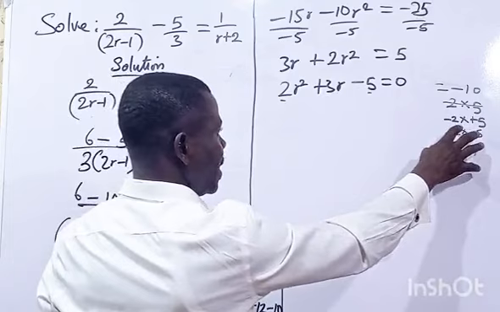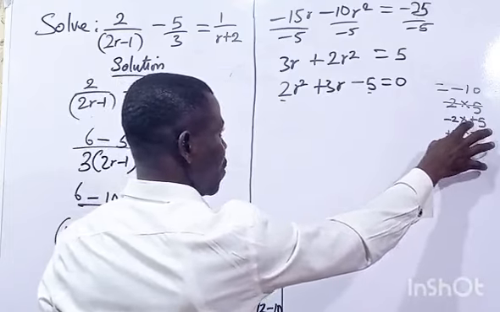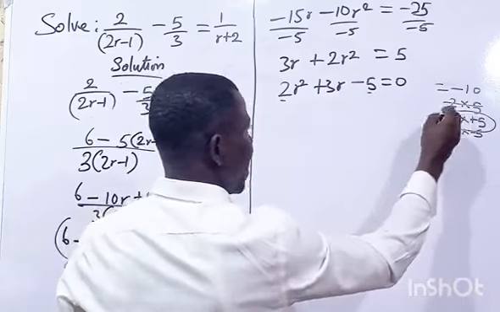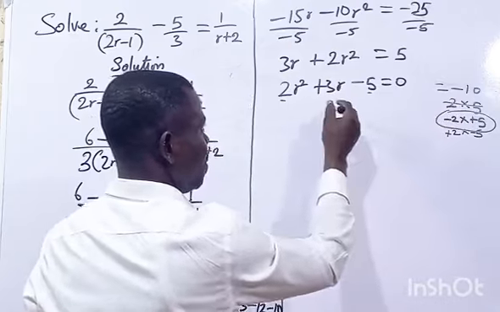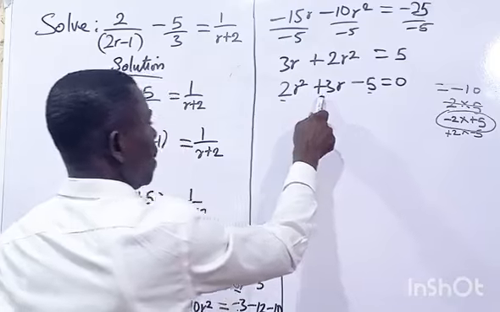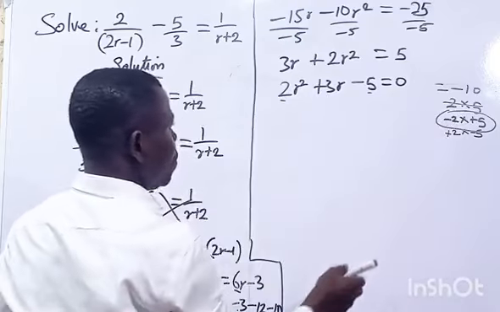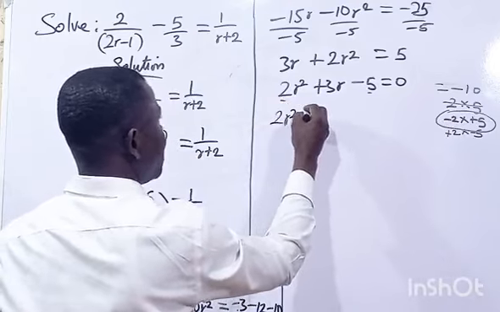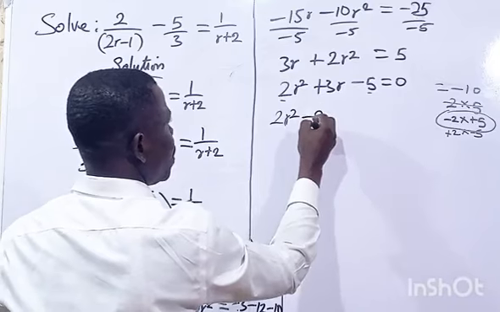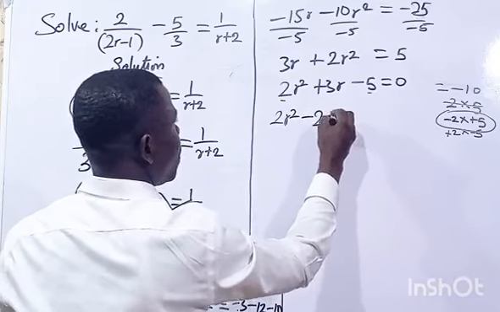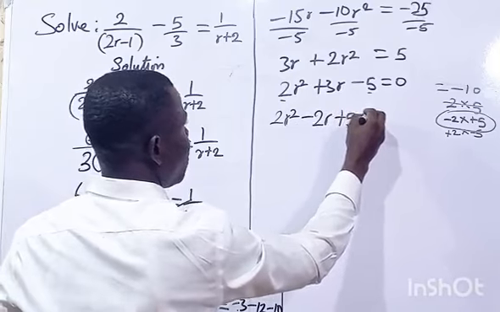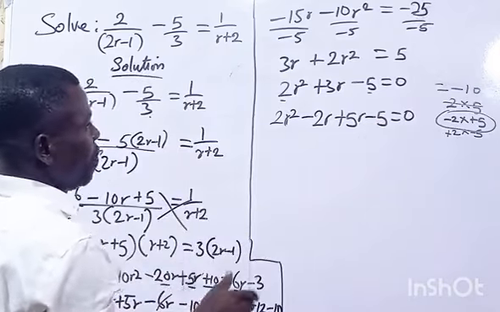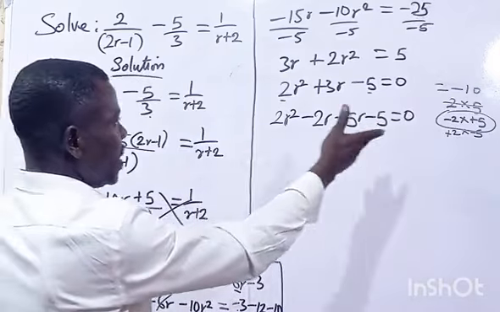If we say minus 2 plus 5, it will give us 3. So we are going to use minus 2 and plus 5 as the factors here. So we're going to replace this by minus 2 and plus 5. If we do that, we now have 2 arrow squared minus 2 arrow plus 5 arrow minus 5 is equal to 0.